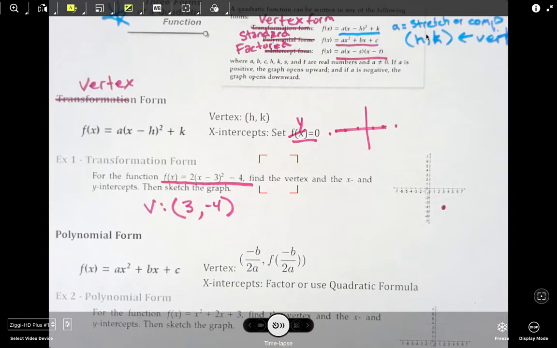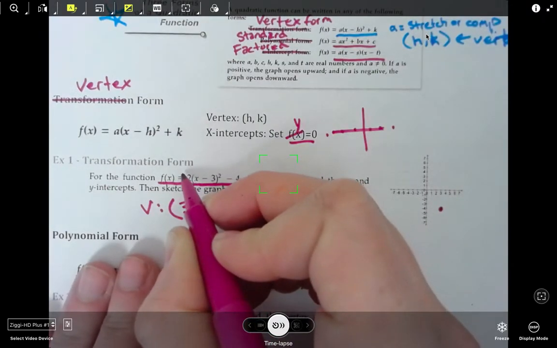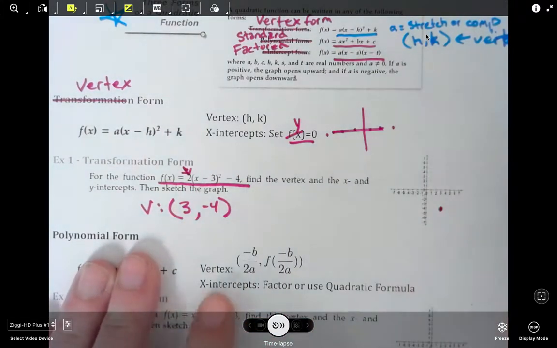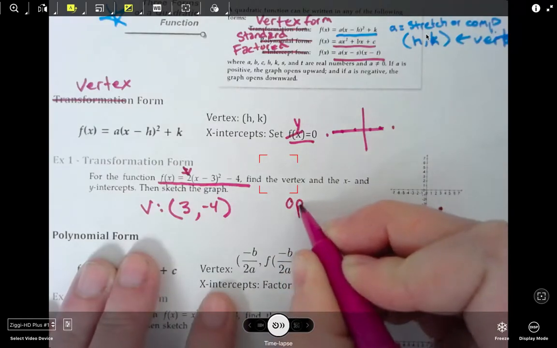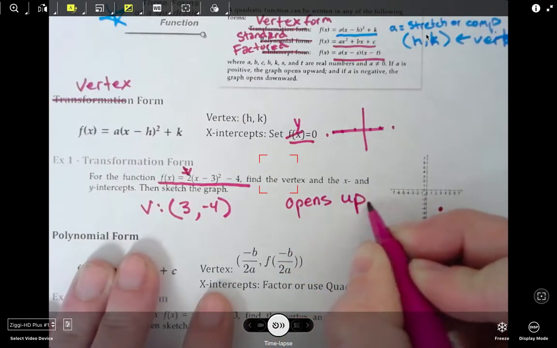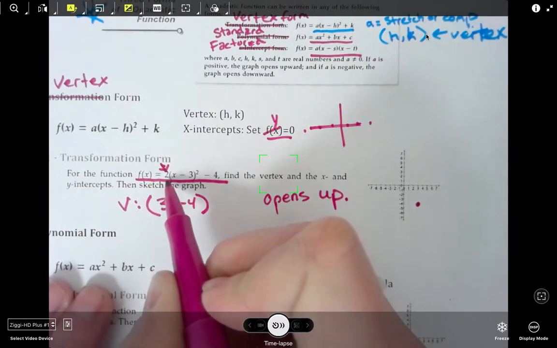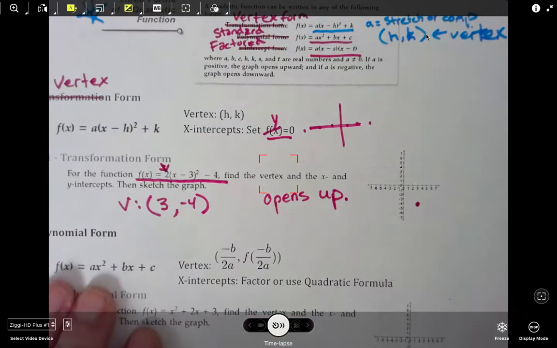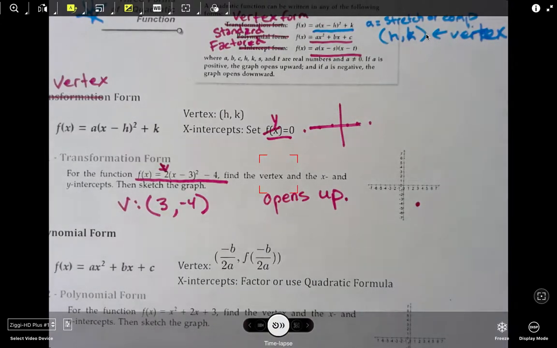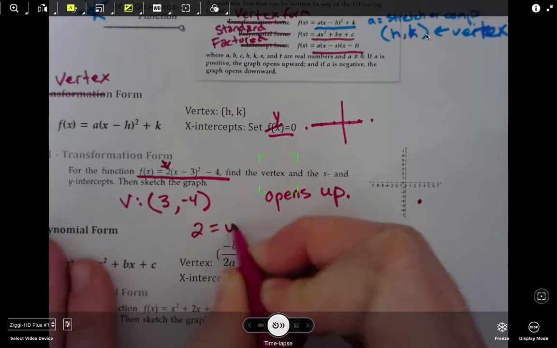Now he's either going to open up or he's going to open down. How do you know which one? Up or down. How do you know whether he does a smiley face or frowny face? If it's positive or negative. This number out in front here, is he positive or negative? Positive, so he's going to open up. So I'm just going to put opens up. Okay? Now, this 2 that's right here tells me that he is vertically stretched. 2 equals vertical stretch.